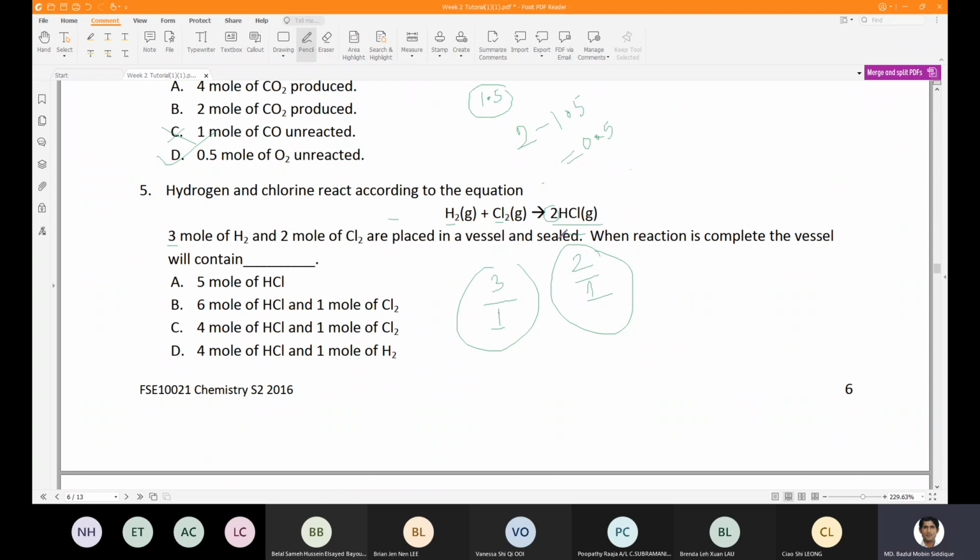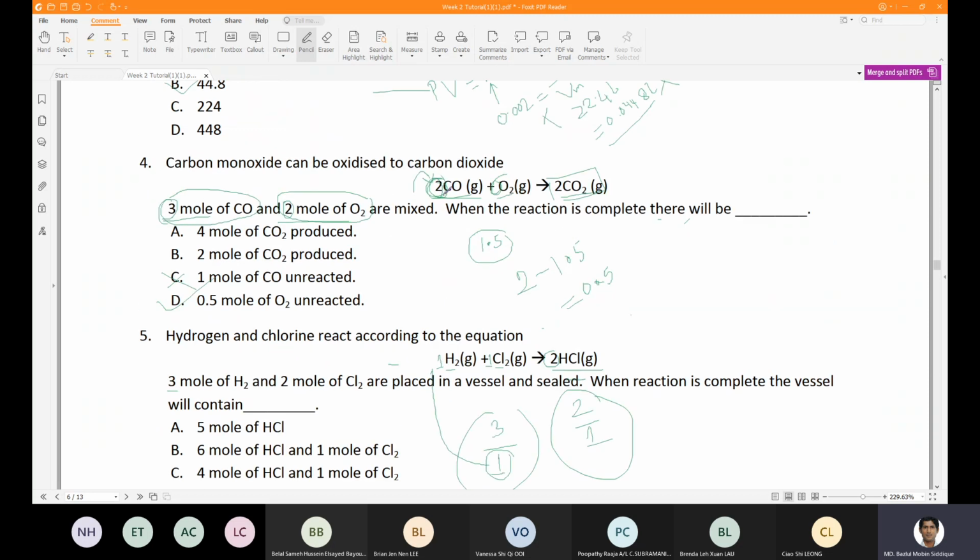So since the right and left are balanced, we understand that there is 1 hydrogen in front and then 1 chlorine in front also, right? So this one that I'm getting is actually called the coefficient. This one that we have not written, but we understand that there's 1 here. We call it the coefficient.